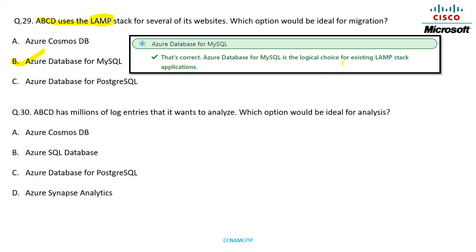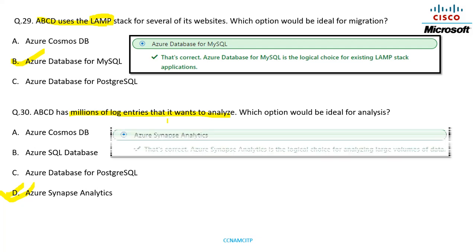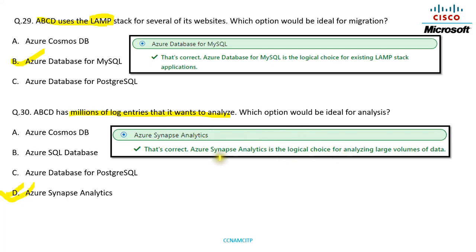Next question, once again, ABCD has millions of log entries. You should pay attention, millions of log entries that it wants to analyze. Which option would be ideal for analysis? So here Azure Synapse Analytics. This option will be helpful for millions of log entries calculation purposes. It is the logical choice for analyzing large amounts of data.